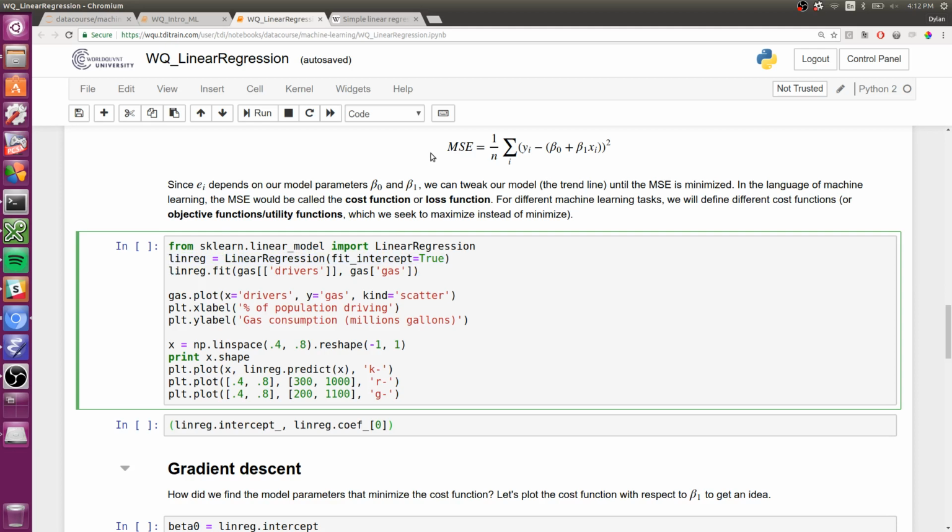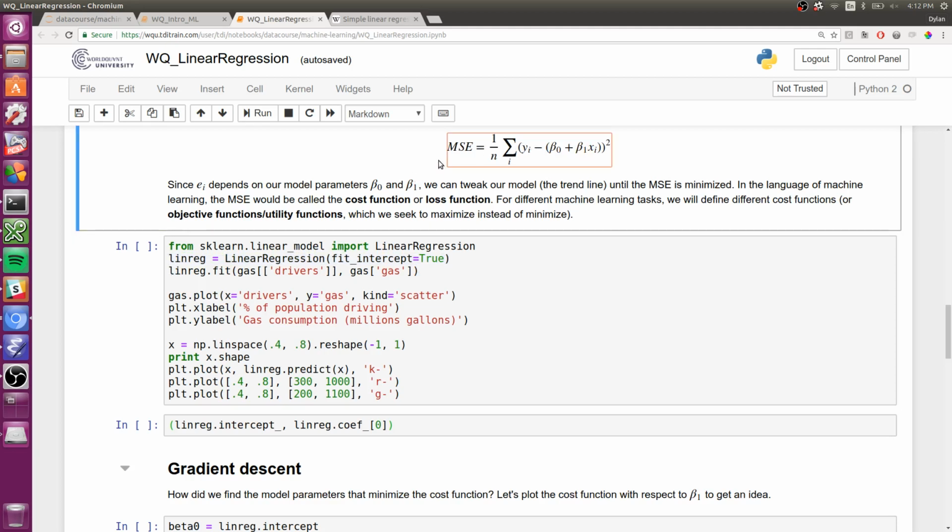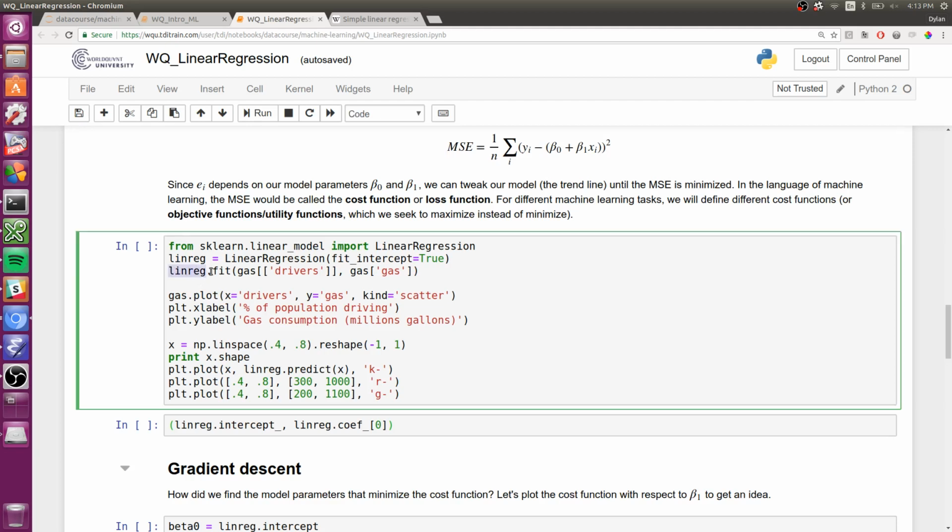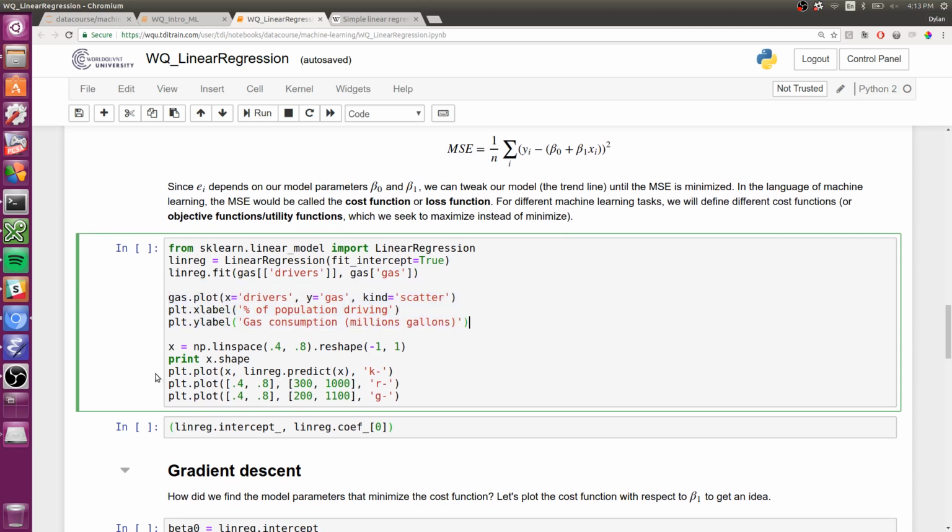And in order to calculate the model parameters that will minimize the mean squared error, as with any estimator, we take our estimator and we just call its fit method against the data we want to fit it to. And then I'll go ahead and make our scatter plot, and I'll plot the lines we had before along with the line of best fit as calculated by scikit-learn.